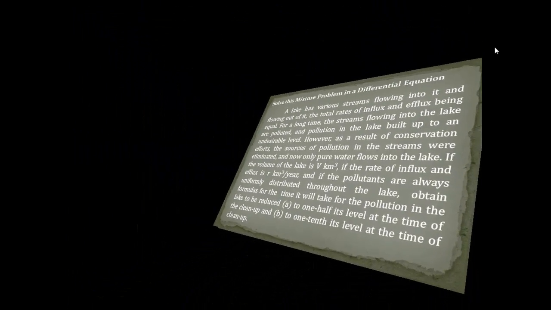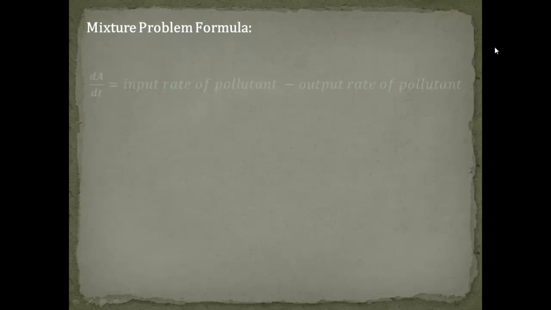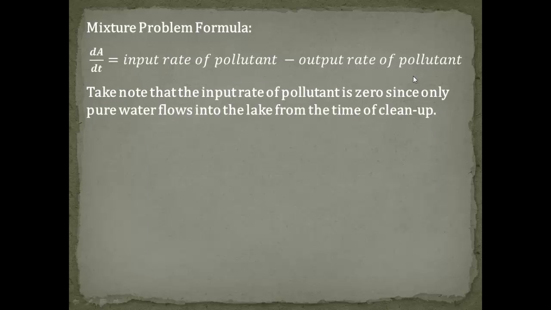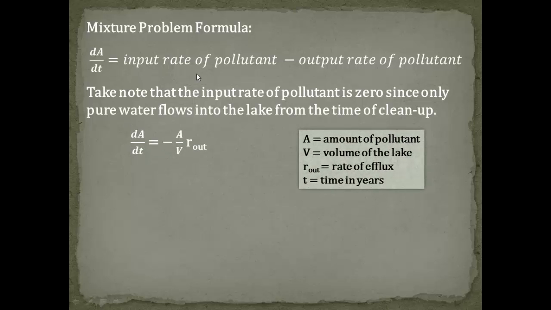To solve this problem, we need to use the mixture problem formula, which is dA over dt is equal to the input rate of pollutant minus the output rate of pollutant. We need to take note that the input rate of pollutant is zero, since only pure water flows into the lake from the time of cleanup. Now, because the input rate of pollutant is zero, we are left with this equation.